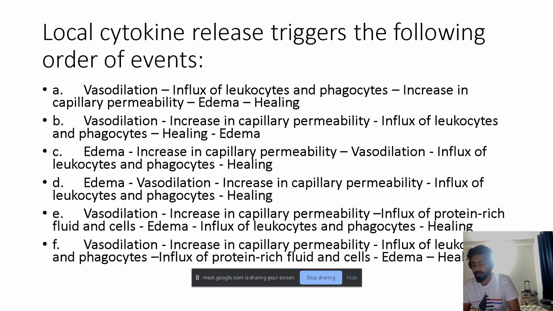And then there are these cells also, small immune cells like neutrophils and so on, that start to ooze out. Remember, neutrophils are the first ones to arrive at any immune emergency location. So that happens first, which leaves us with one correct option, E, which will then lead to edema and swelling, and then there's the influx of leukocytes and phagocytes, and then healing happens, right? So that's the correct answer.